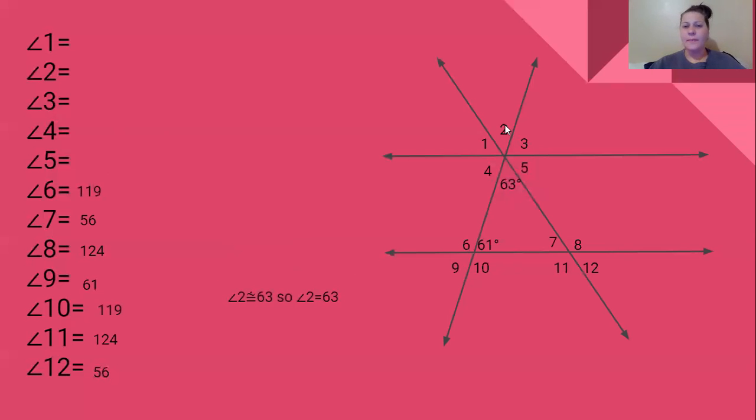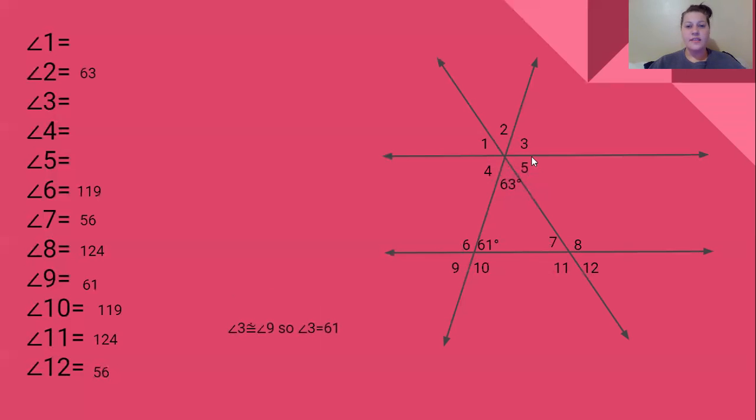Now we are going to move up here to angle number 2. As you can see, this one has a lot more angles to it than these that we were working down here. This one just had 4 angles. But we do it the exact same. We have this angle right here, and we know that it's 63 degrees. And so this angle number 2, which is vertical from it, is going to be 63 degrees as well.